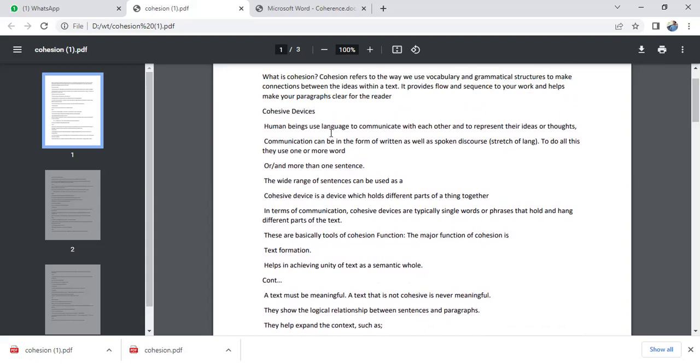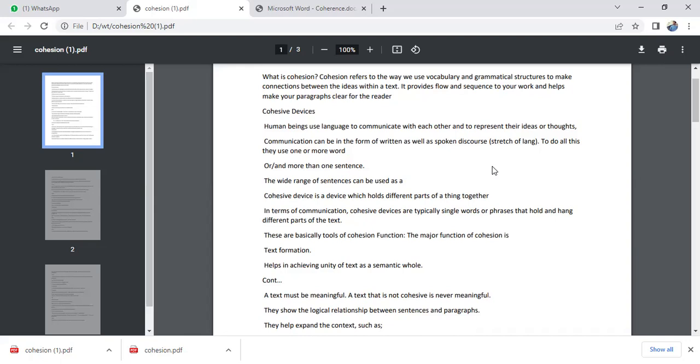Human beings use language to communicate with each other and represent their ideas or thoughts, fine. Now, why do we use language? Simple, fine. We use language in order to communicate, in order to express our thoughts, in order to represent our ideas, fine. Now, communication can be possible in two different ways. It may be in written form, as well as in the spoken form or spoken discourses, fine. To do all this, they use one or more words.